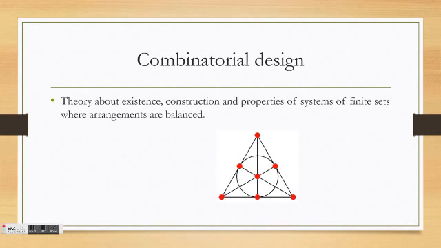Another one, combinatorial design. That's the theory about where we want a construction of finite sets to be arranged symmetrically or balanced. Here in this picture, we have the plane. As you can see, it's pretty perfectly balanced.